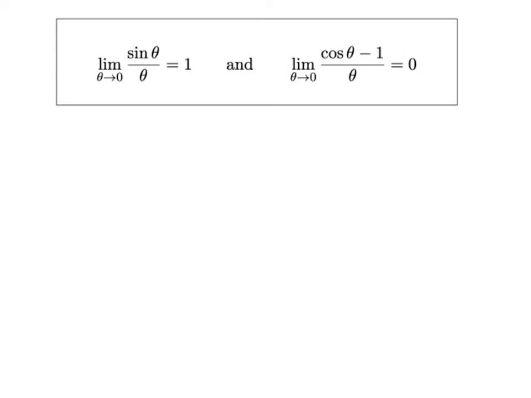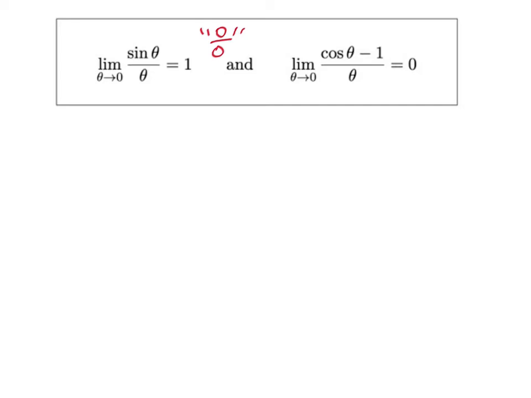The first one is sine theta over theta. The second one is cosine theta minus 1 over theta. Both of those have indeterminate form 0 over 0, because remember, sine of 0 is 0, and also cosine of 0 is 1, so cosine of 0 minus 1 is 0. So both of these have indeterminate form 0 over 0.